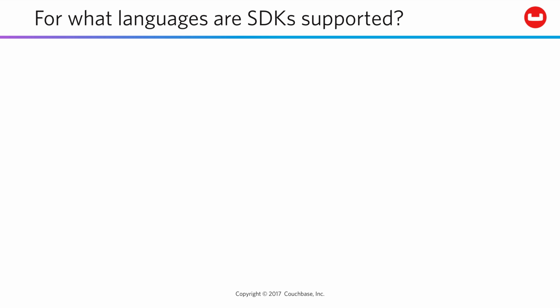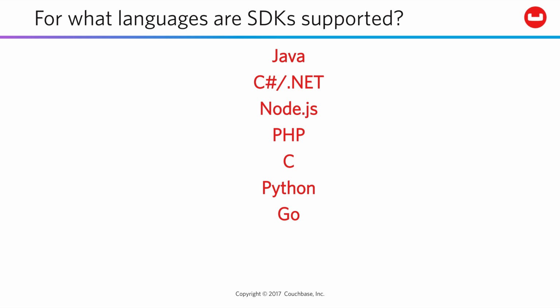Now, these capabilities are exposed in consistent APIs across all the Couchbase SDKs for Java, C#.NET, Node.js, PHP, C, Python, and Go. Check developer.couchbase.com for details, source code, and documentation.